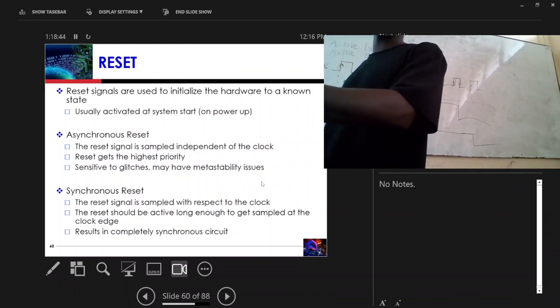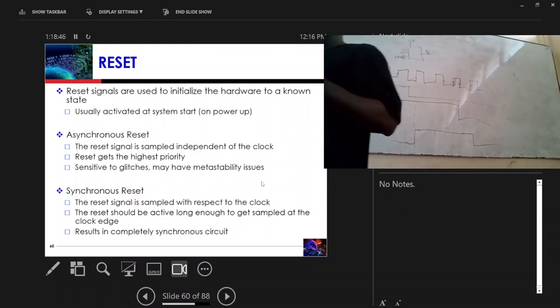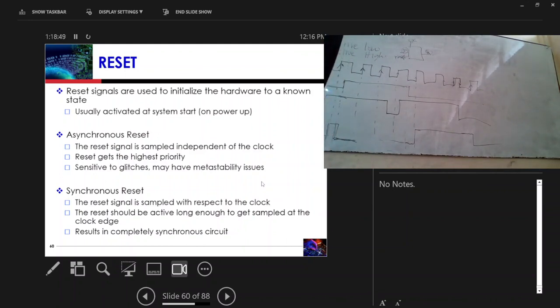The reset comes in. Yes, so give us an example of the synchronous case. You actually design them yourself. Thank you. Because I don't understand the difference, even from the explanation.